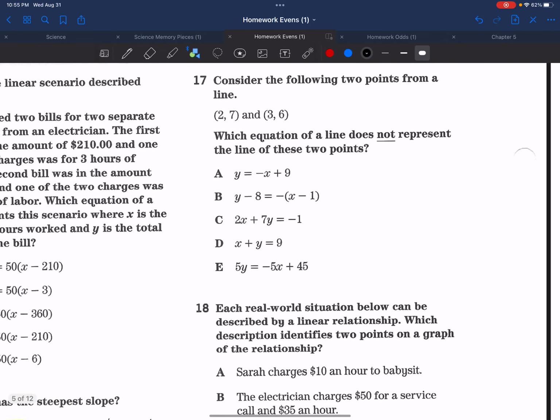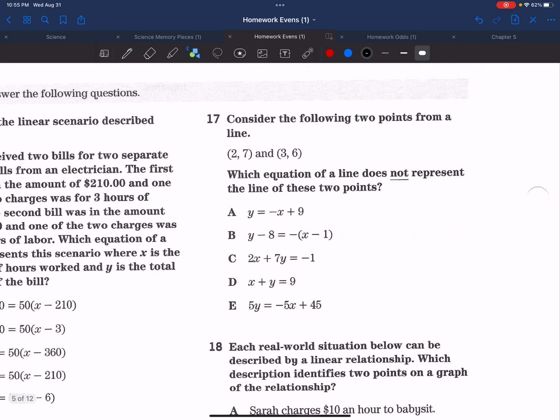Okay, number 17. Consider the following 2 points from a line. Which equation of a line does not represent the line of these 2 points? Well, I need to know slope. And I'm going to let this be x1.